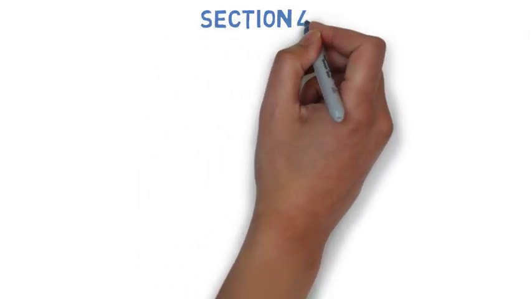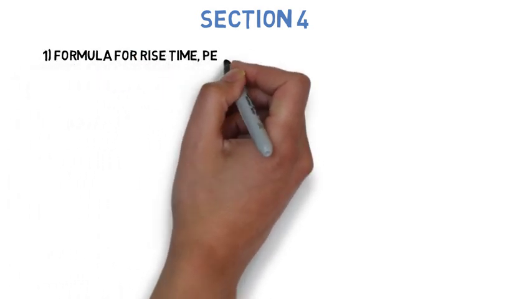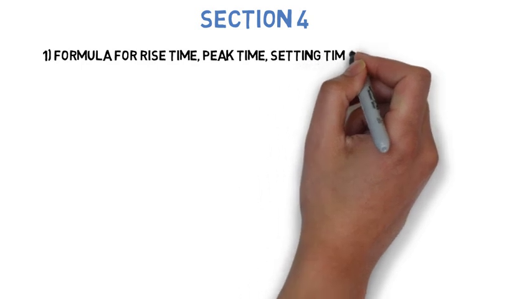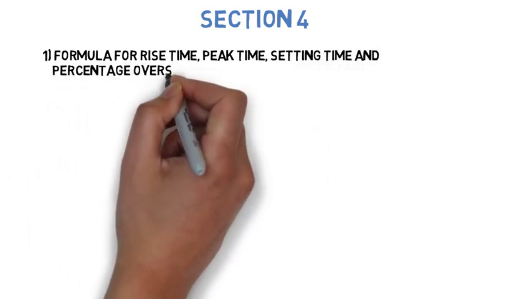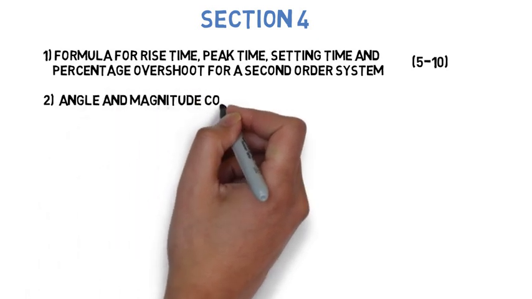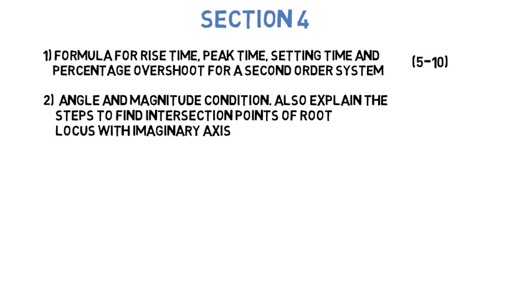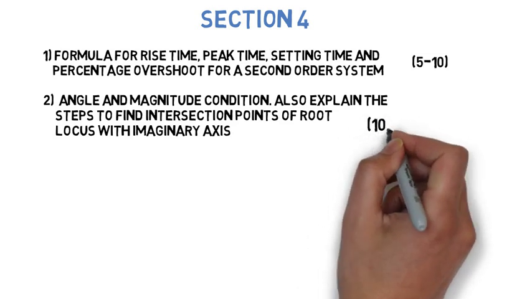Let's go to section 4, wherein the first question is derive the formula for rise time, peak time, settling time and percentage overshoot for a second order system. Okay, this can come for 5 to 10 marks. Next question is explain angle and magnitude condition. Also explain the steps to find intersection points of root locus with imaginary axis. This can come for 10 marks.